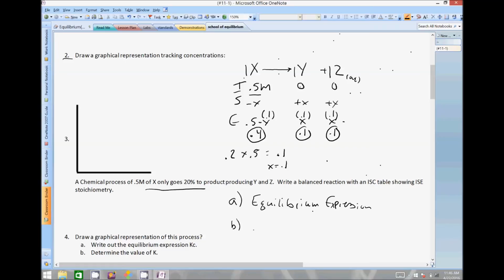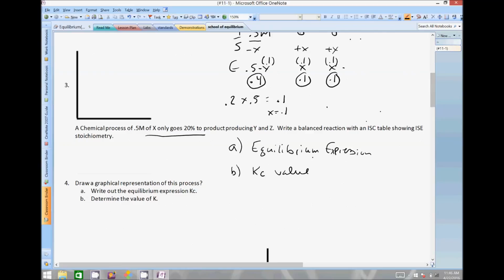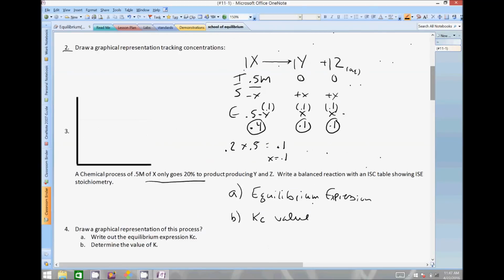And B, what is the Kc value? Alright, so, and then I'll do the graph as well. This is not number 4, it's number 3, but the equilibrium expression is just going to be, in this situation, Kc equals the concentration of Y, concentration of Z, over the concentration of X. And this is the equilibrium expression.